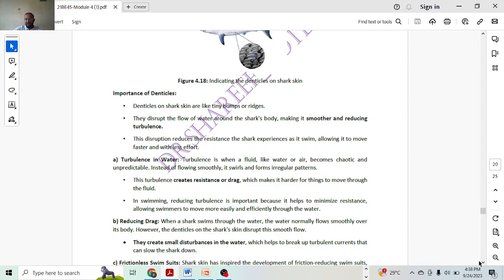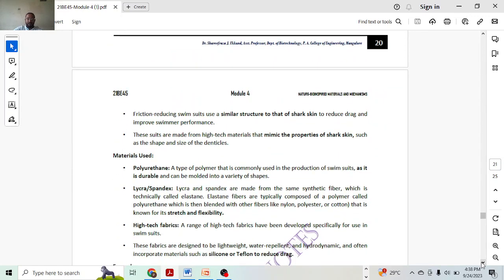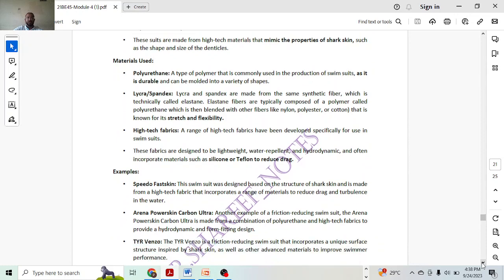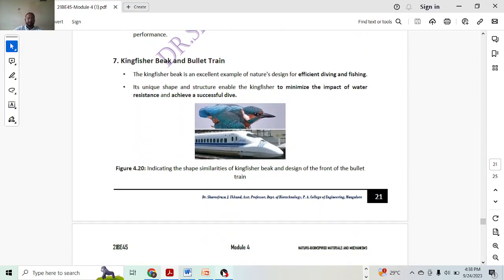Importance might get you around 1.5. So total 1 + 0.5 + 1.5, that will be 3. Next, materials used, 1 mark, examples 1 mark, so that will be 5 marks.